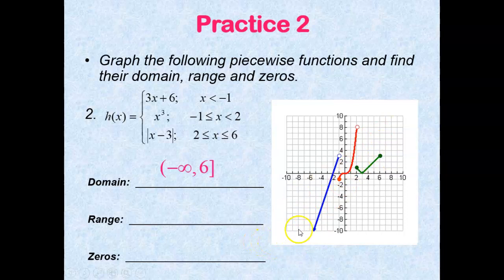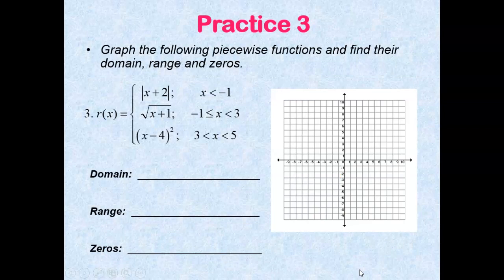The range would be bottom to top, so we're down here in negative infinity land, so we're going to go from negative infinity all the way up to 8 because horizontally there is a dot here, so we can include that. And then finally where it crosses the x-axis, which is going to be at negative 2, at 0, and at positive 3. So we'd have those zeros.